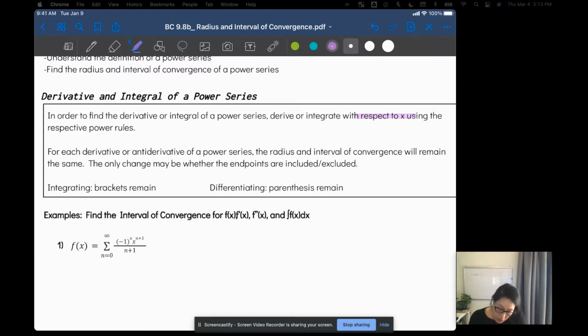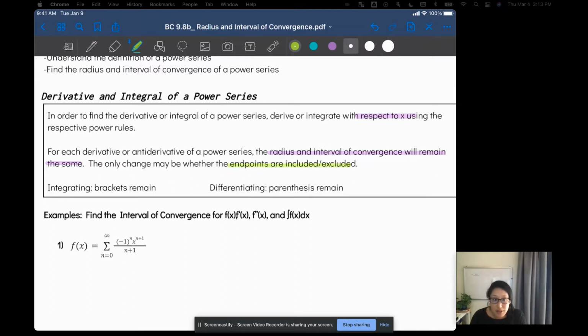The other thing is that for each derivative or antiderivative of the power series, the radius and interval of convergence remain the same. So that's really nice. Once you find the interval of convergence for the original series, you know the interval and radius of convergence for the derivative and the antiderivative, but you have to look at the endpoints. So we still have to test the endpoints.